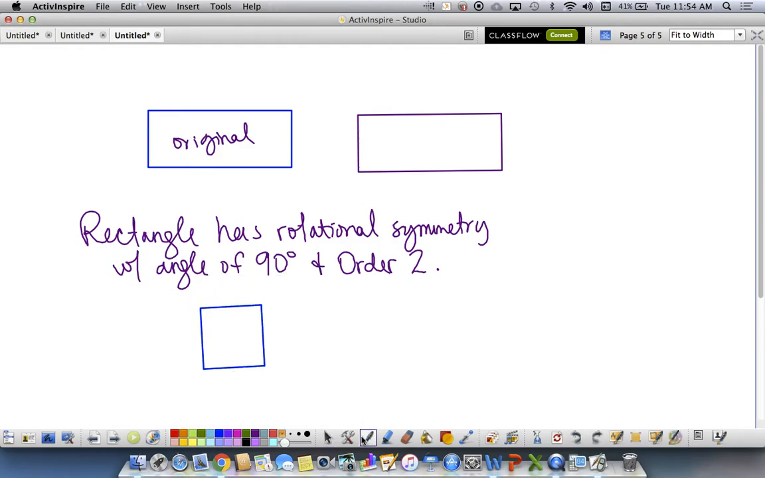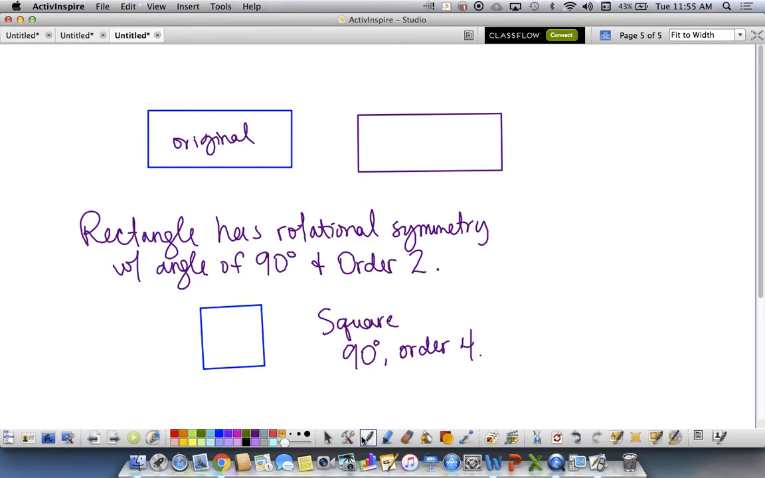I know it's kind of a little off. So a square has rotational symmetry with a rotational angle of 90 degrees. And how many times did it land on top of itself, or coincide, is their word? 4 times. Okay? So the angle of rotation is 90 degrees, and the order is 4.